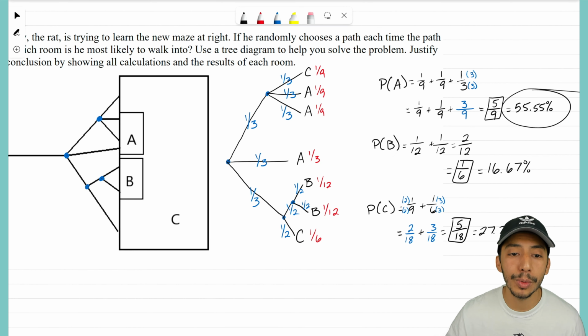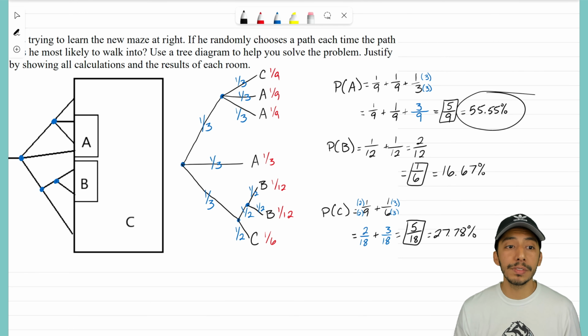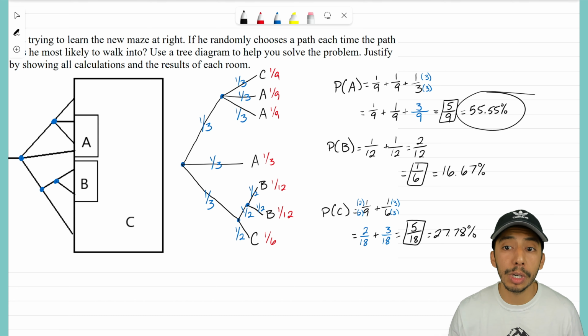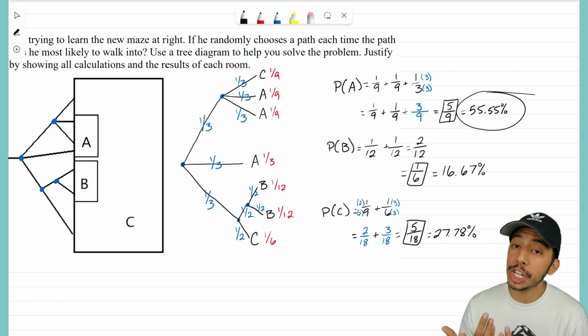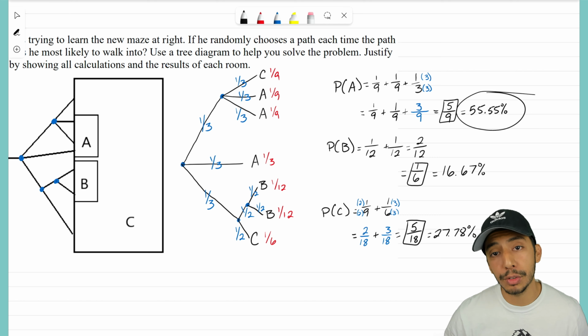Let's not forget what we were working with. There was our maze, we made our tree diagram, we solved it out. Does this problem take a lot of work? Yes, you betcha it takes a lot of work, but persevere through it, work through the fractions. The math isn't complicated, but if you set it up incorrectly, then you might get the wrong answer.